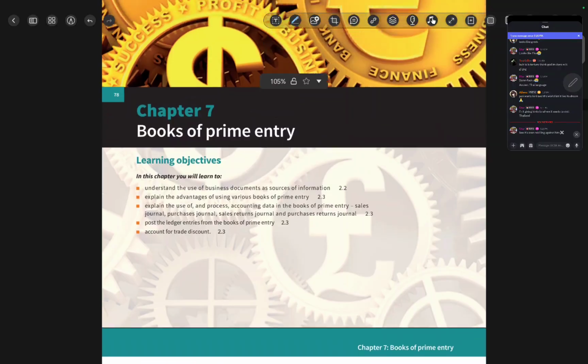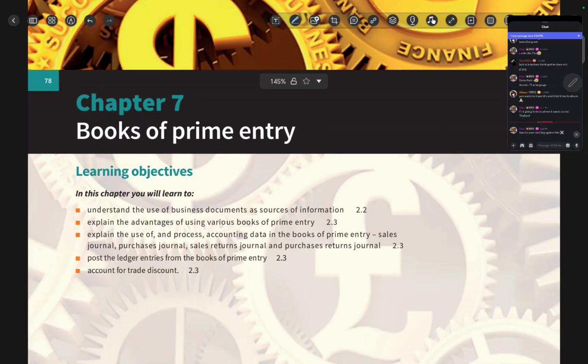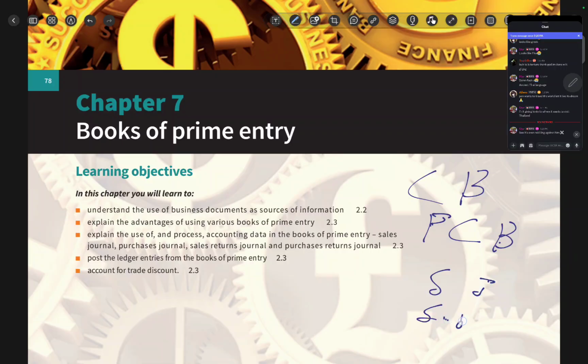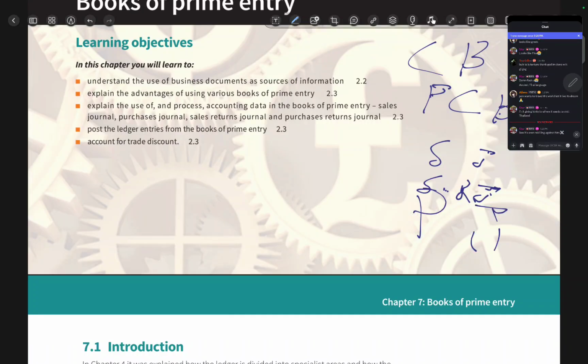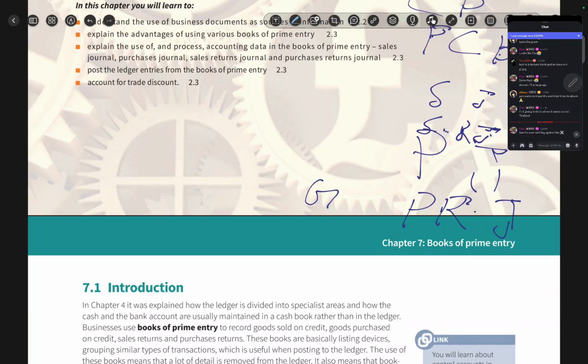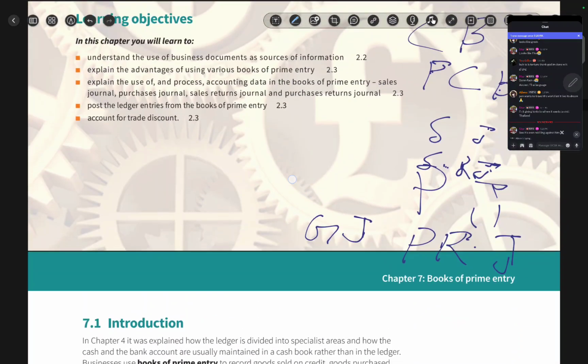Books are fragmentary. Very easy, very simple. So there's seven: cash book, petty cash book, sales journal, sales return journal, purchase journal, purchase return journal. That's six, and then there is general journal. And that's seven.